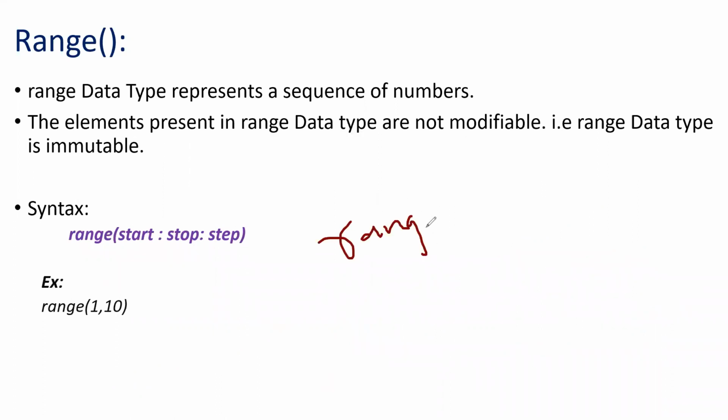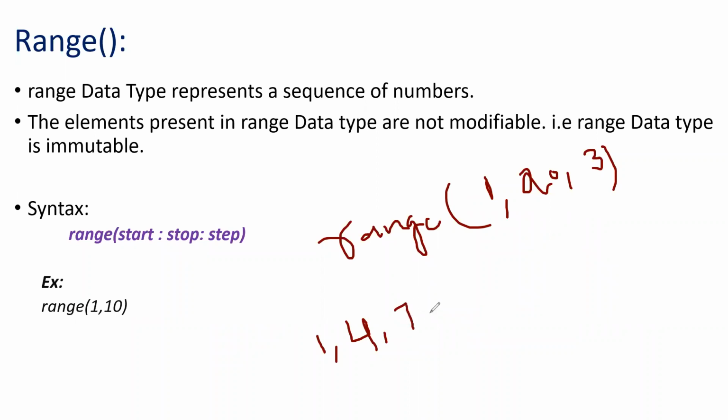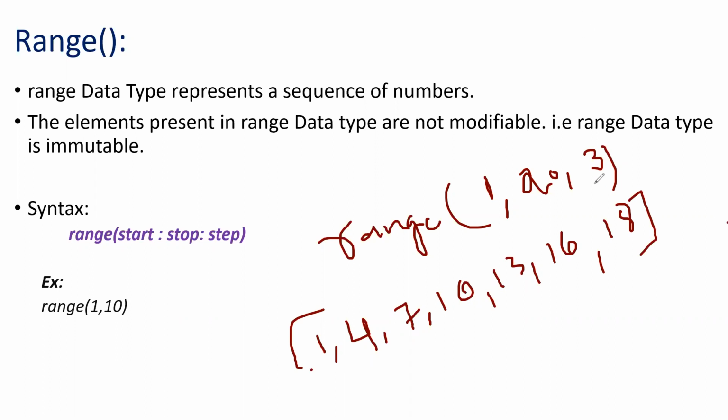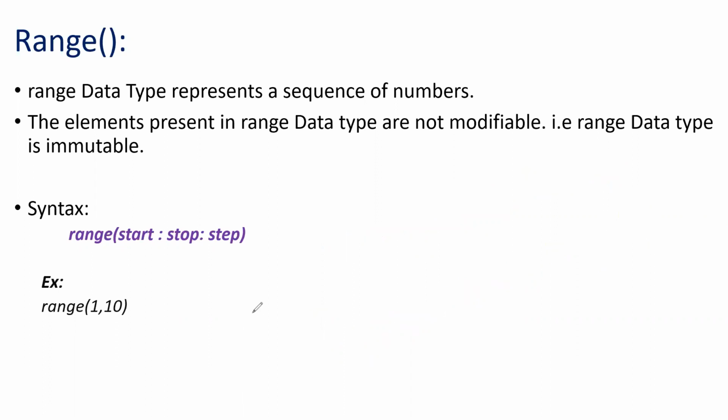For example, if I change the range to 1 to 20 with the step 3: starting value 1 plus 3 is 4, 4 plus 3 is 7, 7 plus 3 is 10, 13, 13 plus 3 is 16, 16 plus 3 is 19. If I add 19 plus 3, it gives 22. It is out of range. It is the increment step.